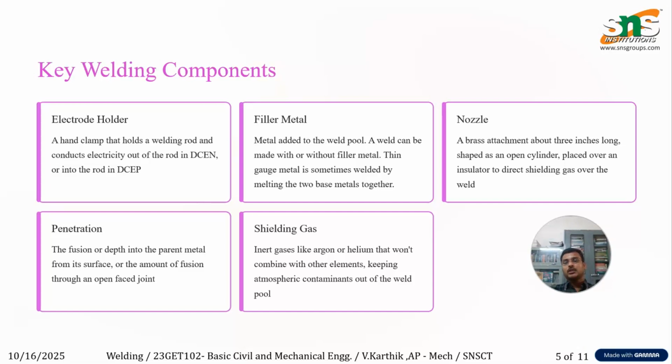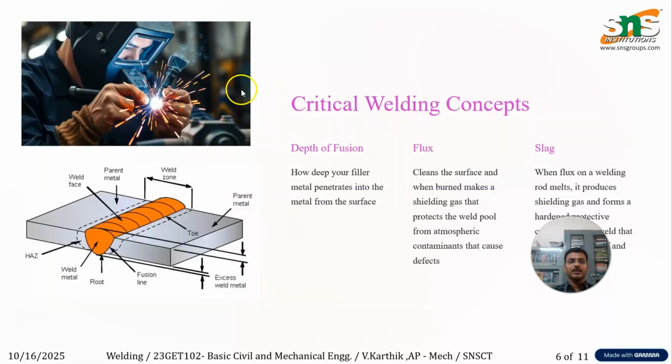Thin gauge metal is sometimes welded by melting the two base metals together. The third one is the nozzle, an open cylinder placed over an insulated holder to direct shielding gas over the weld. Penetration is the depth of fusion into the parent metal from its surface, the amount of fusion through the joint. Shielding gas, a gas like argon or helium that won't combine with other elements, keeps atmospheric contaminants out of the weld pool. These are some of the key components.